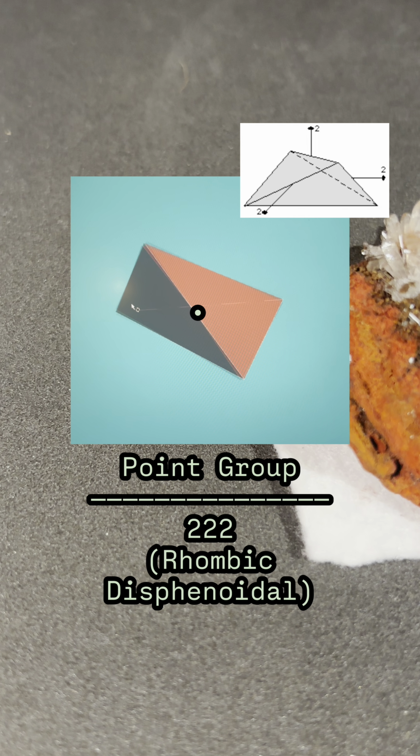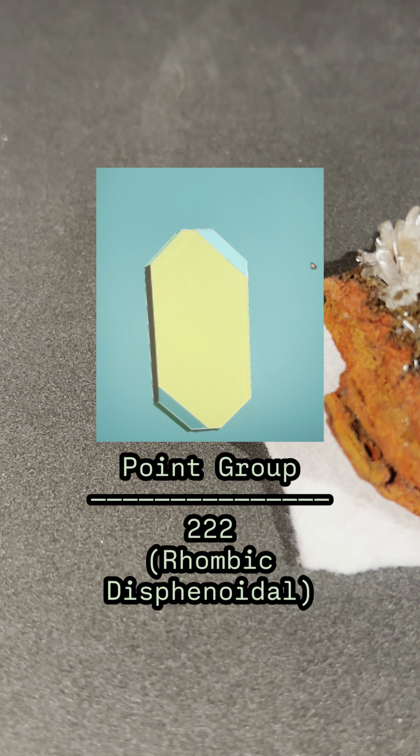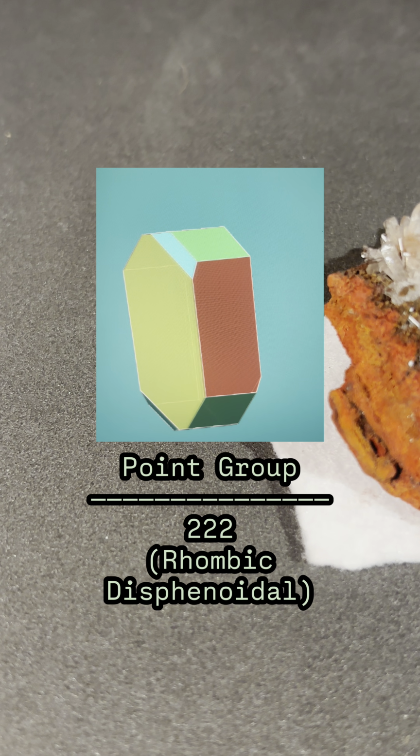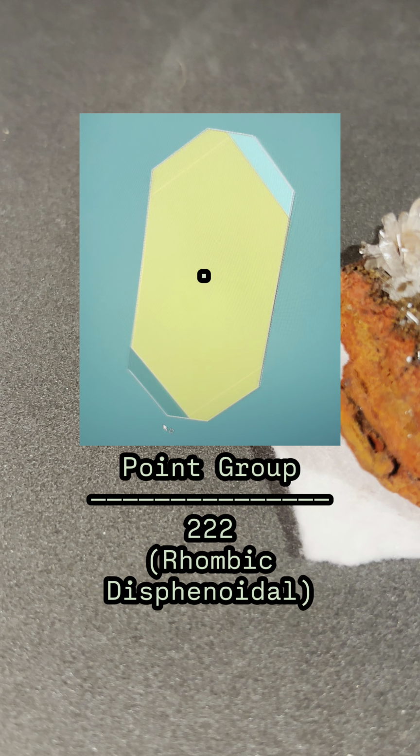Here is a two-fold rotation axis. Here is a hypothetical 2, 2, 2 crystal. Take note that there are no rotation or reflection symmetries other than this two-fold rotation axis, this one, and this one.